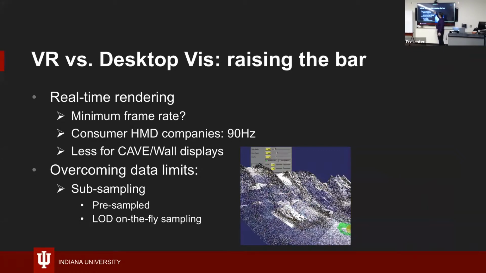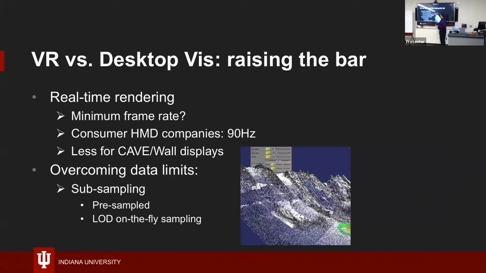So one of the big differences between virtual reality visualization and desktop visualization is that on the desktop, we can tolerate slower rendering, right? So if we have gigabytes of data that we want to see all at once, if it goes 10 or 15 frames a second, it's not super pleasant, but it's livable. But if you do that in a head-mounted display, that's kind of nausea-inducing. And so most consumer head-mounted display companies recommend 90 hertz as the rendering rate, which means less data. We can't see all of our data unless we have a smaller data set.